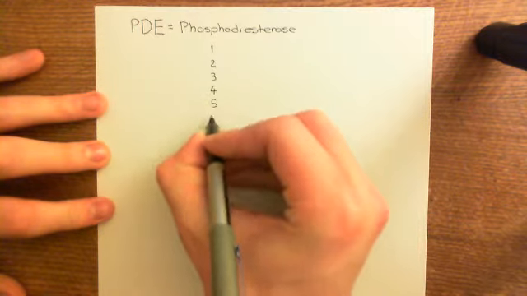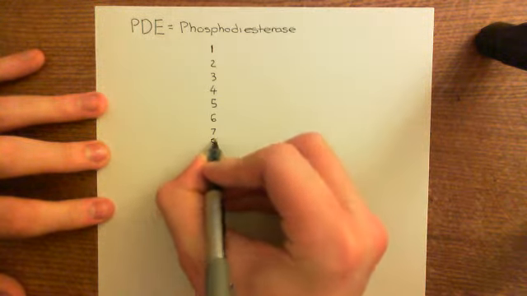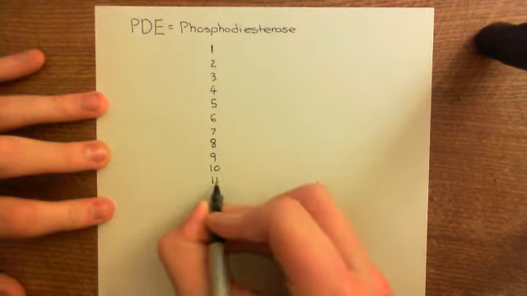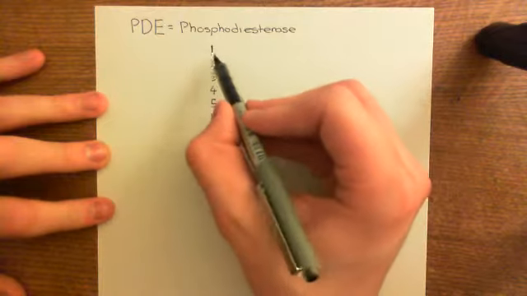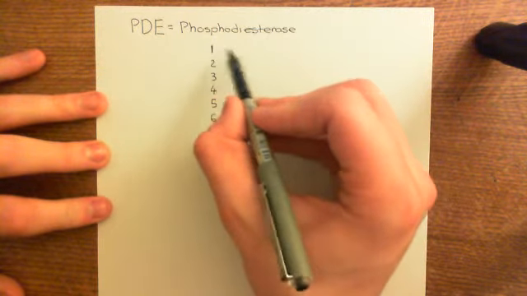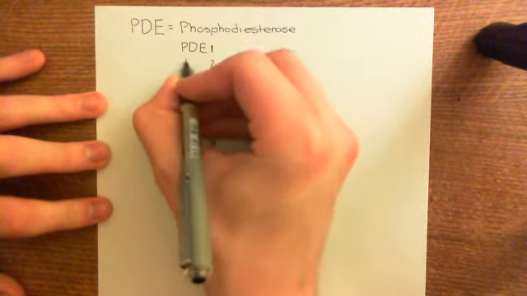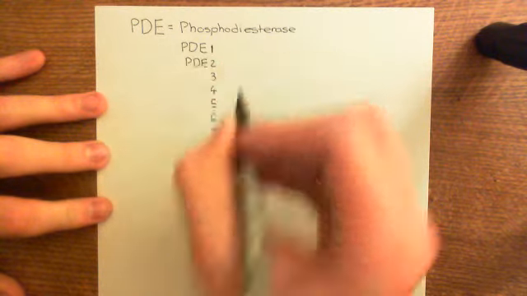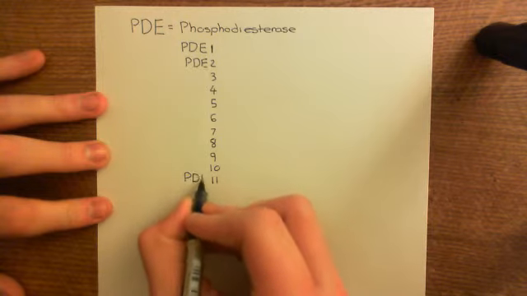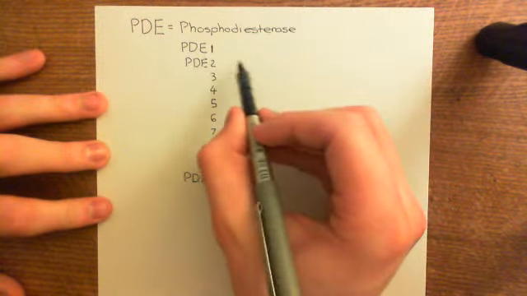Okay, there are 11 different families into which the genes used to make phosphodiesterase enzymes are categorized: 1, 2, 3, 4, 5, 6, 7, 8, 9, 10, 11. These are not individual genes, these are families, so they're going to have genes within them. There is the phosphodiesterase 1 family, so you would put PDE in front, then the phosphodiesterase 2 family, and it goes on all the way down to the phosphodiesterase 11 family. This is how you categorize the genes.